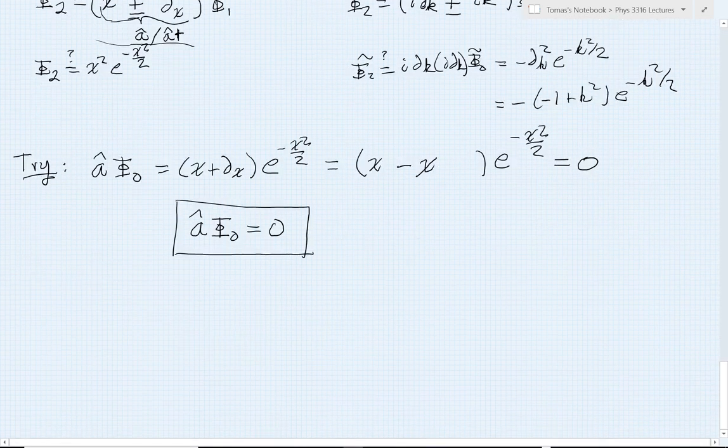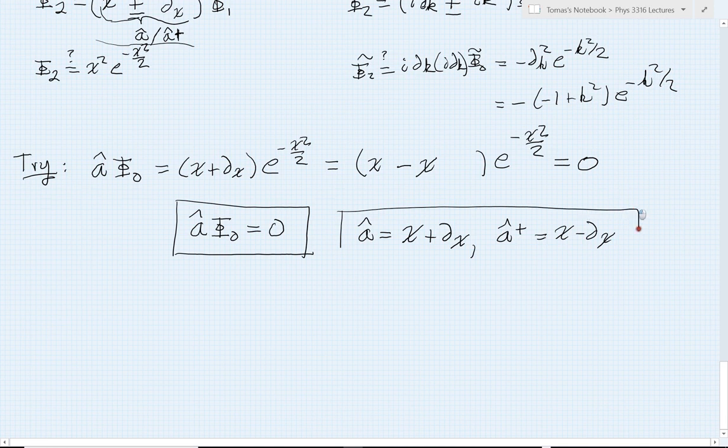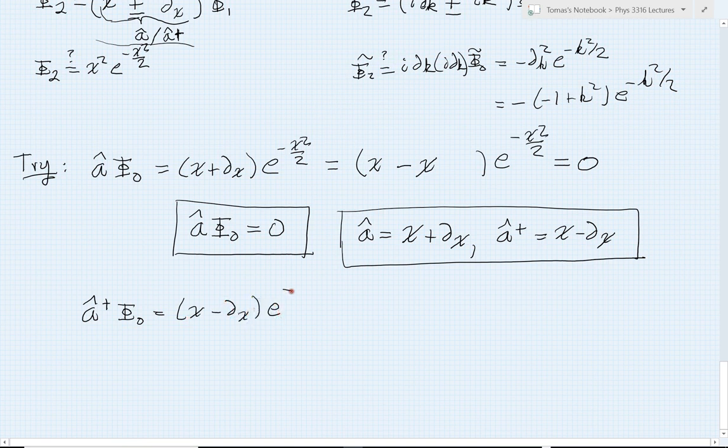Let's write that out a little bit formally here as I'm putting boxes around my key things. So A hat was defined this way. A hat dagger, which I'm now much more hopeful about, is defined as the subtraction version of these two. And let's try now with the A hat dagger. So if we apply that to my ground state, we already know this will work. That will be x minus d by dx of an e to the minus x squared over 2.